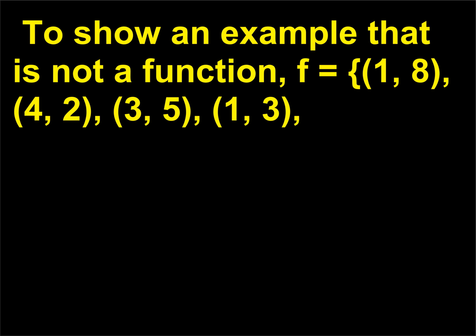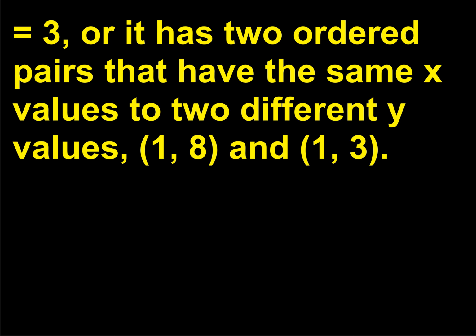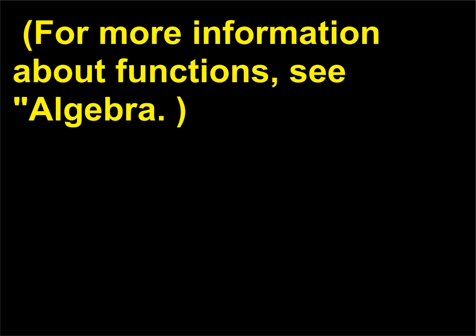To show an example that is not a function, f equals (1, 8), (4, 2), (3, 5), (1, 3), (6, 11) is not a function because it does not assign each member of the set exactly one value. It assigns x equals 1 to both y equals 8 and y equals 3, or it has two ordered pairs that have the same x values to two different y values, (1, 8) and (1, 3). For more information about functions, see algebra.